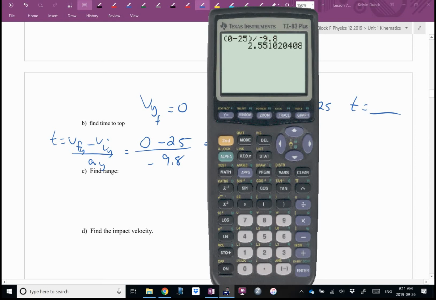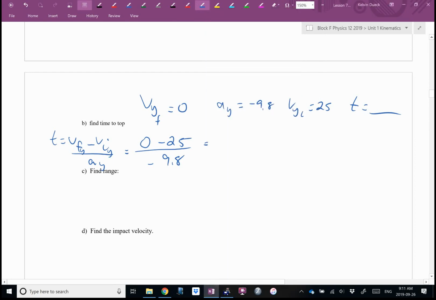I do get a positive time. To get to the top, 2.551 seconds. 2.55 since they wanted an answer. I'm not going to reuse this. Probably what I would ask you on a test is I would simply say find the range. And the range will be horizontal or vertical. That's the horizontal distance.